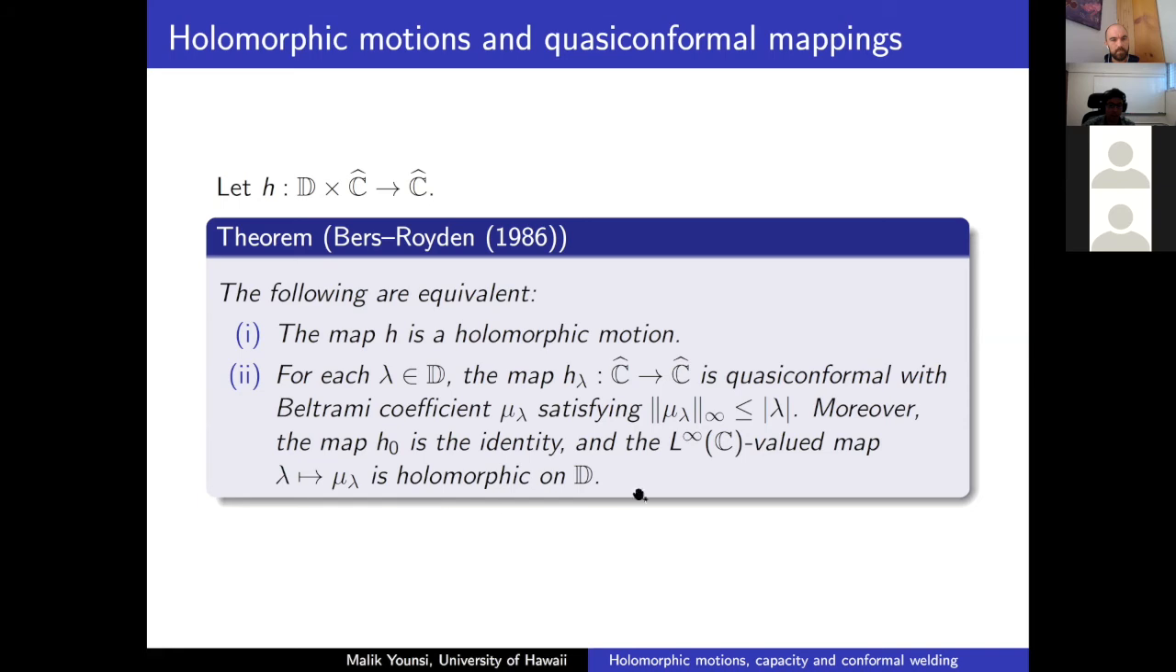And then an important thing to notice is that if you have a holomorphic motion, then the coefficients of these quasiconformal mappings vary holomorphically with respect to lambda. And that's an if and only if. So if you have a collection of quasiconformal mappings parametrized by lambda, which satisfies the following, then it is a holomorphic motion.